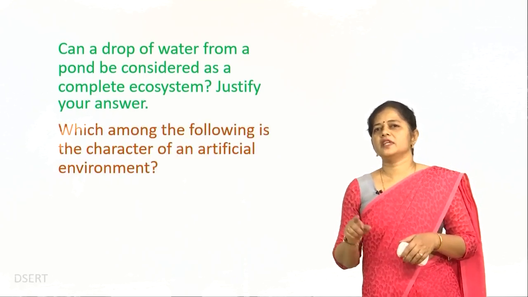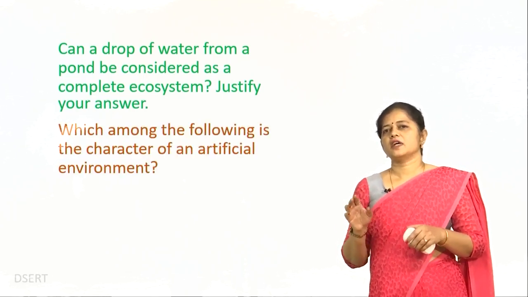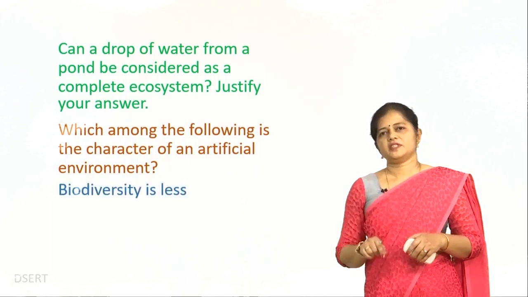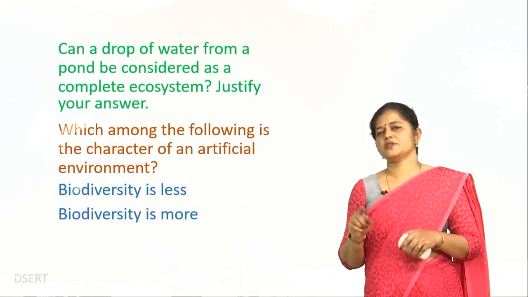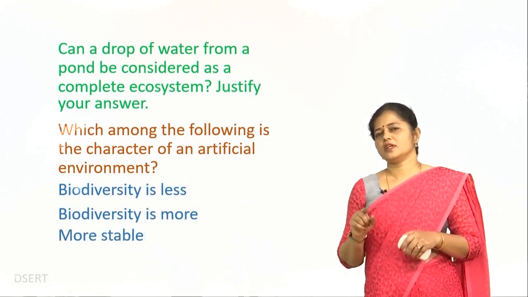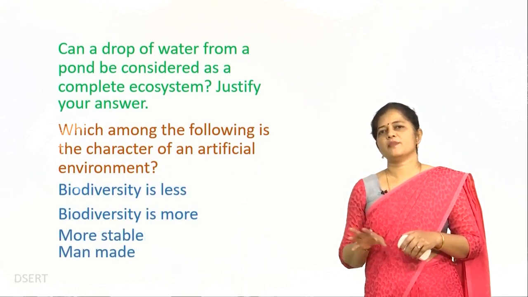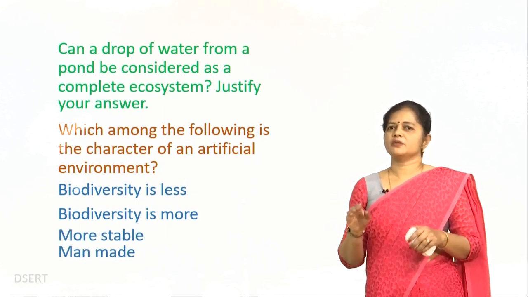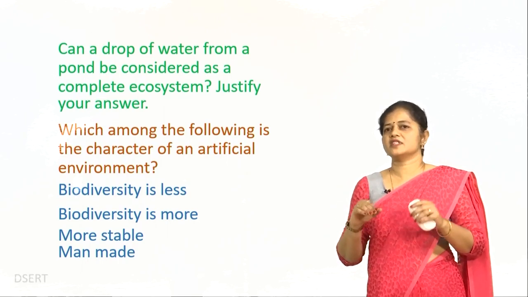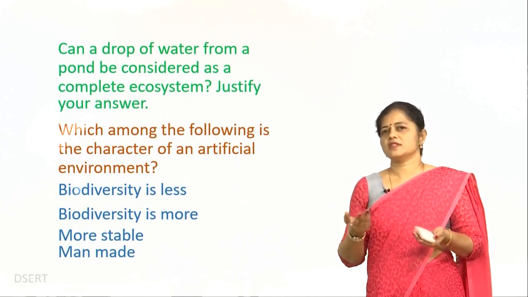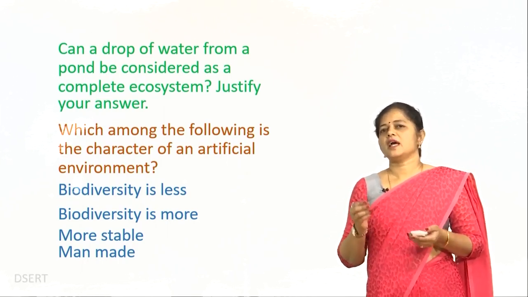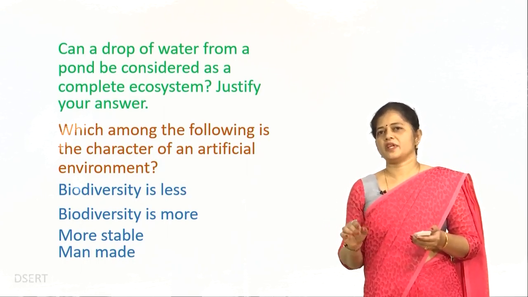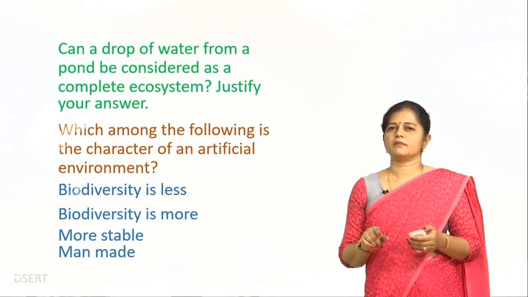Which among the following is the character of an artificial ecosystem? Now you have to see the options. Biodiversity is less, biodiversity is more, it is more stable, and it is man-made. Biodiversity will be less, but not completely less. Biodiversity cannot be more, because it's an artificial ecosystem, and it is not more stable, but it is man-made. So hence the option is man-made.